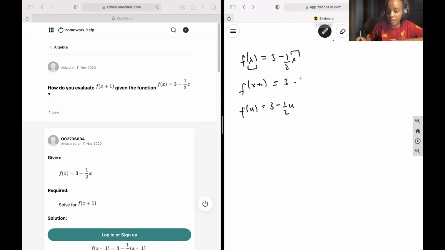So it becomes 3 minus 1 over 2 by x plus 1. And when we expand that out, that becomes 3 minus 1 over 2x minus 1 over 2. And 3 minus 1 over 2 is the same thing as 6 over 2 minus 1 over 2, which is 5 over 2, 2.5. So it becomes 5 over 2 minus 1 over 2x, and we can simplify that to 1 over 2 multiplied by 5 minus x. And that's our final answer.